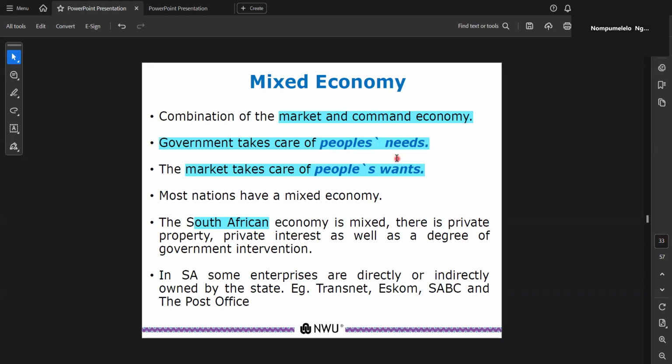So in conclusion, the mixed economy is a combination of the market economy and the command economy, whereby the government is taking care of people's needs and the market takes care of people's wants. Also, if you're asked which country is a mixed economy, it's South Africa.